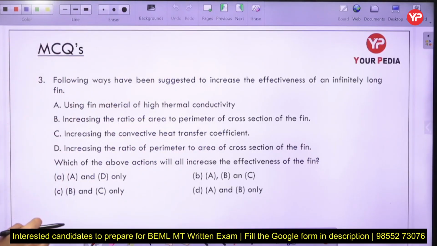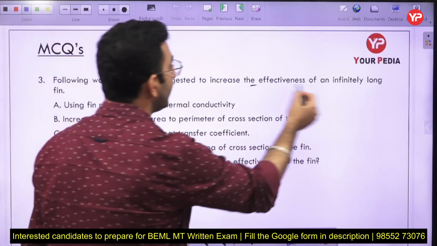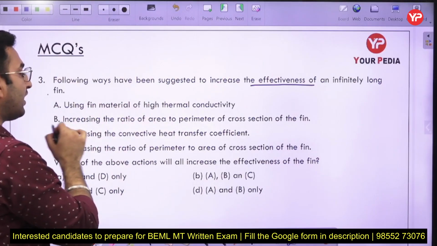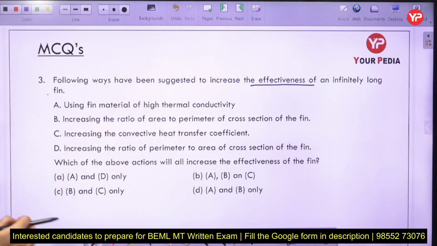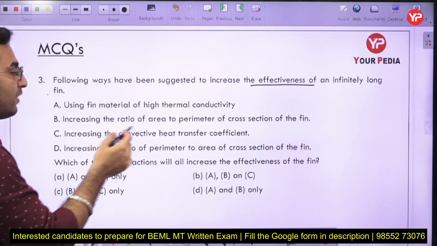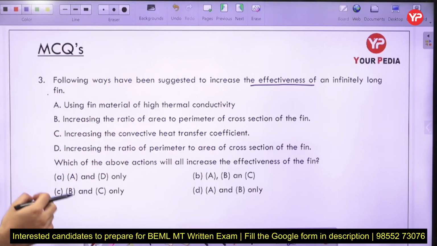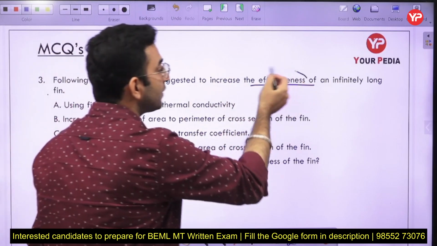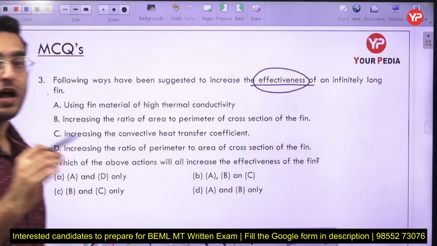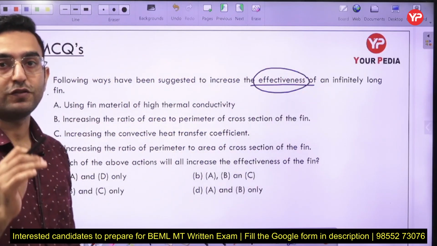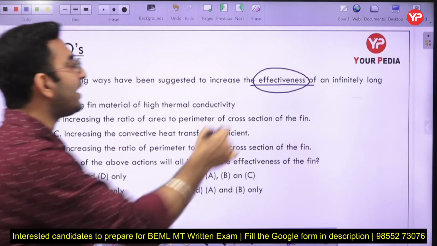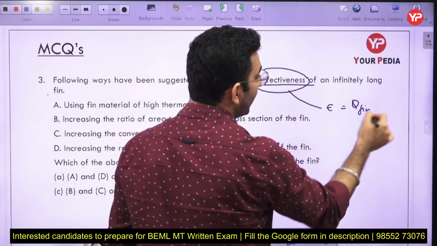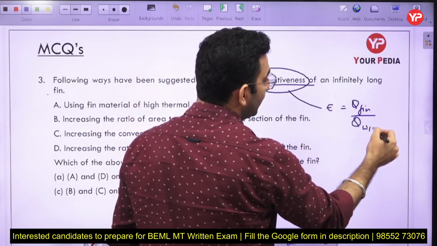Following ways have been suggested to increase the effectiveness of an infinitely long fin here: using fin material of high thermal conductivity, increasing the ratio of the area to parameter of the cross section of the fin, increasing the convective heat transfer coefficient, increasing the ratio of the parameter. First of all, what is the meaning of effectiveness of the fin? Effectiveness of the fin is basically the term which is related to the performance of the fin. It is defined as the heat transfer through the fin to the heat transfer without the fin.